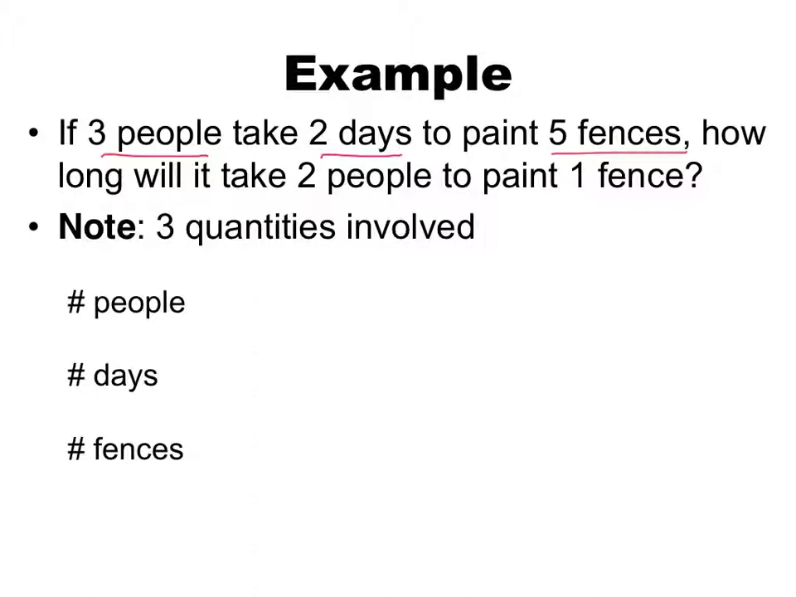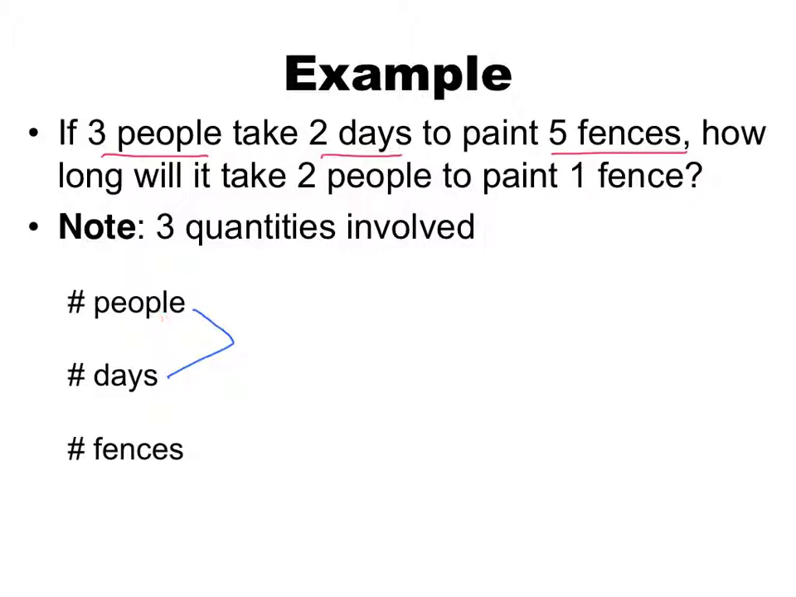And so again, we've got our 3 quantities involved here. Now let's look at different pairs of quantities and think about whether they're inversely proportional or directly proportional. Let's take the number of people and the number of days. So now we're going to hold the number of fences constant, so we're going to kind of ignore it, and say, well, if I double the number of people, what is that going to do to the number of days? Is it going to double it, or is it going to cut it in half?